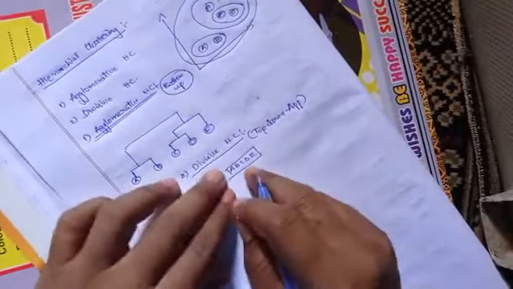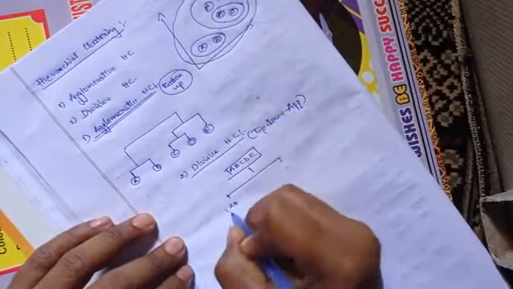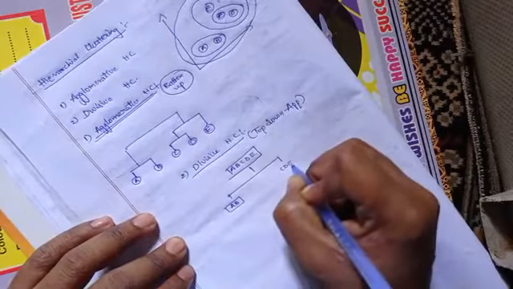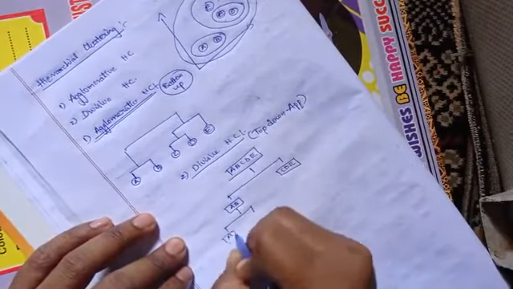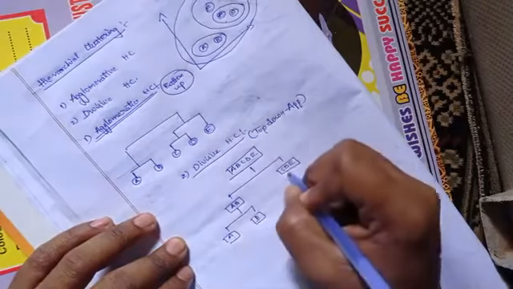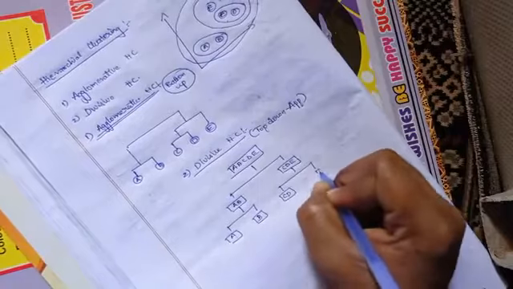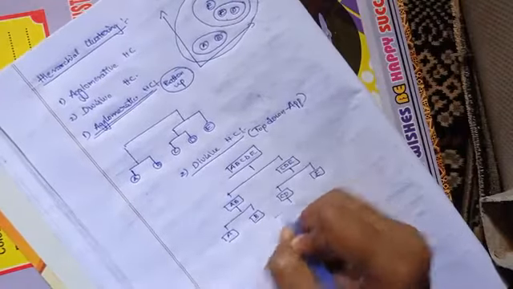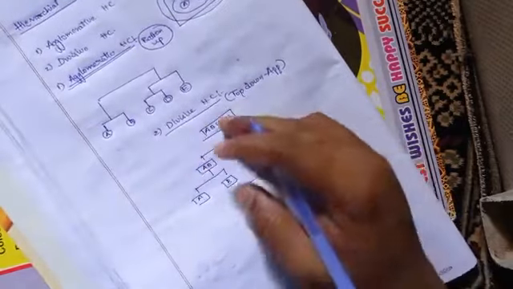Then ABCDE is divided into two clusters, that is AB as one cluster and CDE as another cluster. Then AB is split into two clusters, A as one cluster and B as another. Then CDE is divided into two clusters, CD and E. Then CD is divided into C cluster as well as D cluster. This is what is called divisive hierarchical clustering.